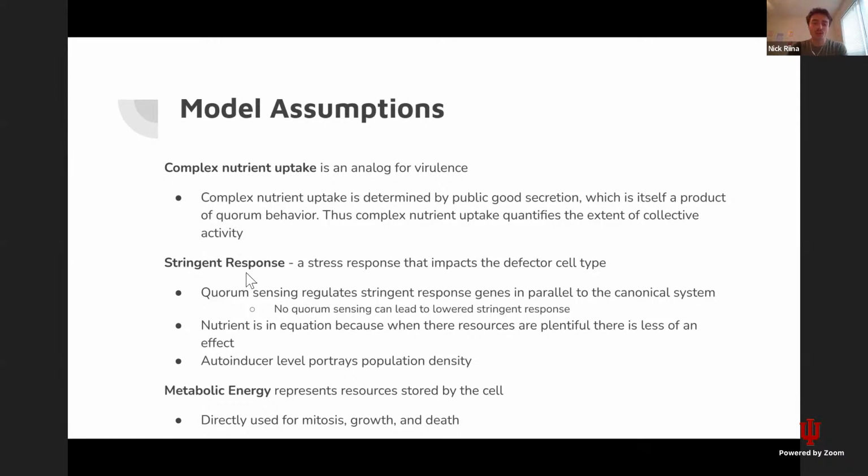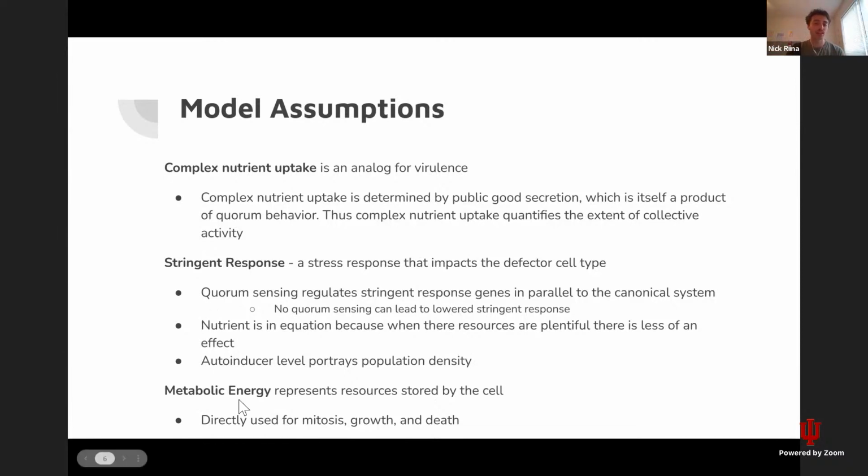The second thing that we incorporated just to keep our model in tune with biology is the stringent response. It impacts mostly the defector cell type because these are the cell types that feel the largest effect, though I believe this happens in all three of the phenotypes. The stringent response is a behavioral response that these bacterial cells will show when they're low on nutrients. So there's not that much food in their environment, and they don't have that much nutrients saved up, so they down regulate. But of course, regulating these stringent response genes takes a metabolic effect.